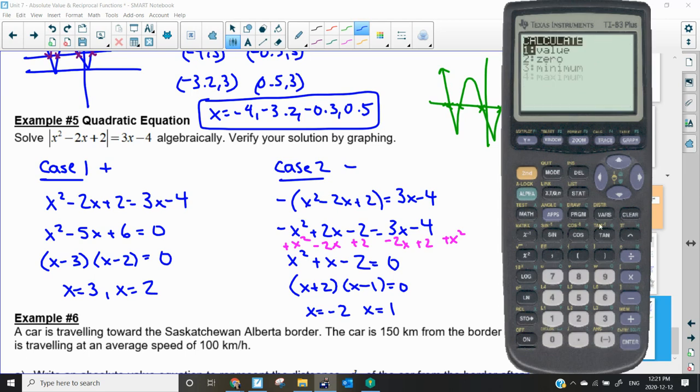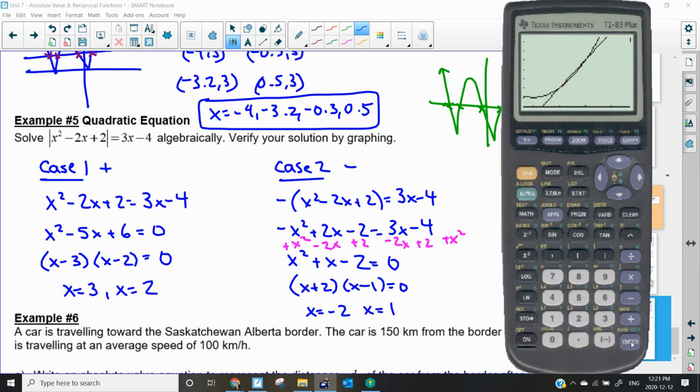So I'm going to go second calc 5 for intersect, enter, enter, enter. And one of my intersection points is happening at 3. And then I'm going to arrow down to do this one here. So second calc 5, I'm going to arrow down so I'm closer to that other intersection point.